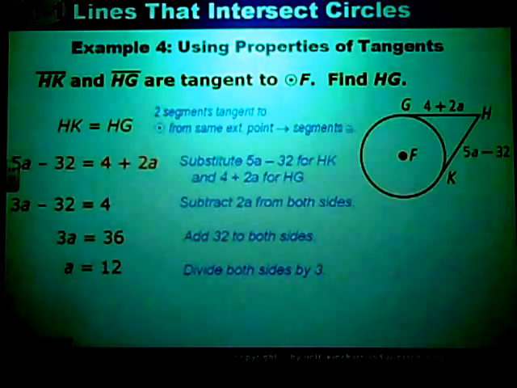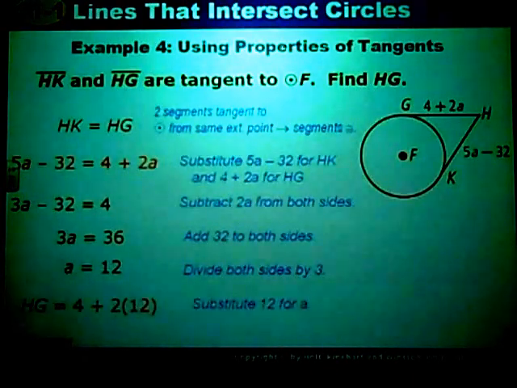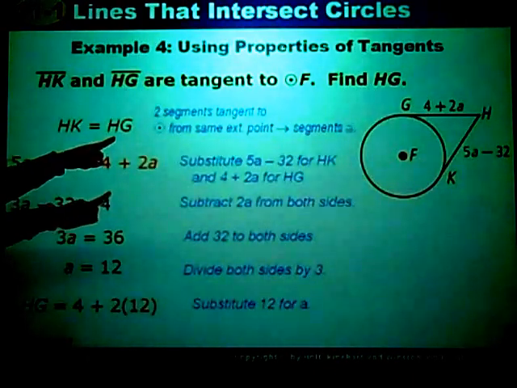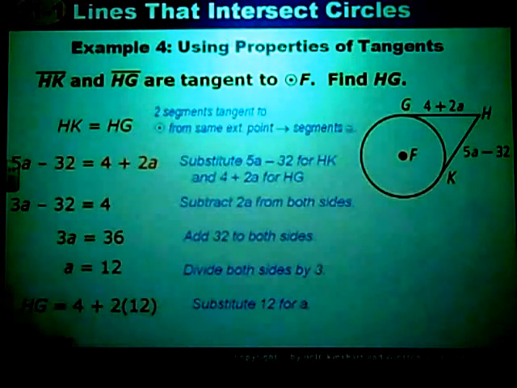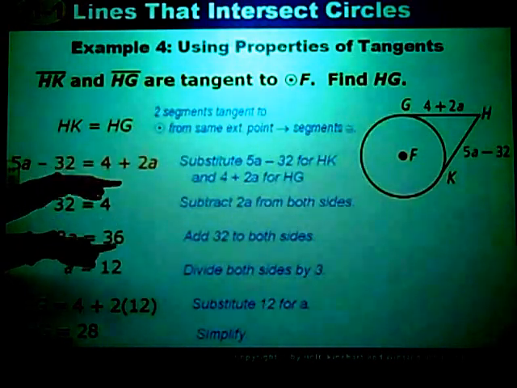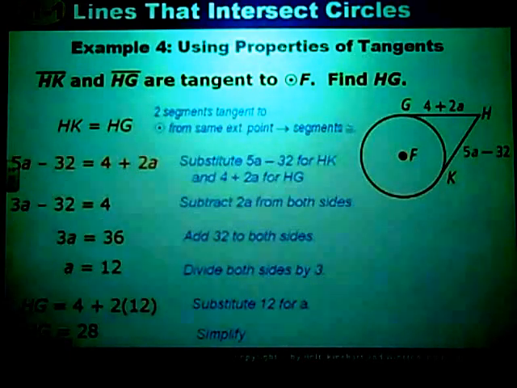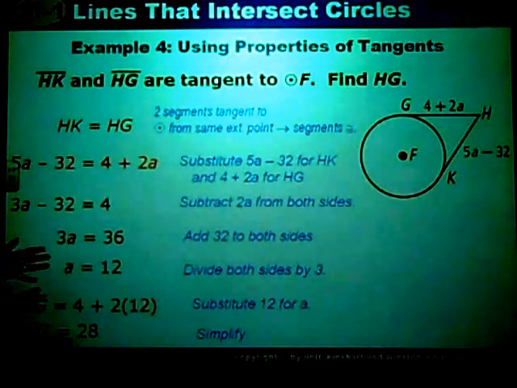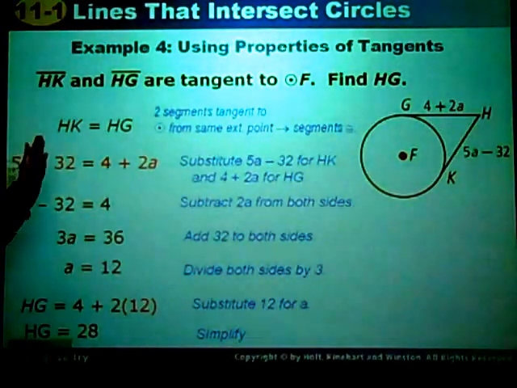It says find H to G. So you're going to put in 12 for A, 4 plus 2 times 12, and we'll get 28. You could also put it in the other one. In fact, I recommend that you put it in H to K, 5 times 12, 60, minus 32, get to 28, and then you know that you did this right because the sides balance.